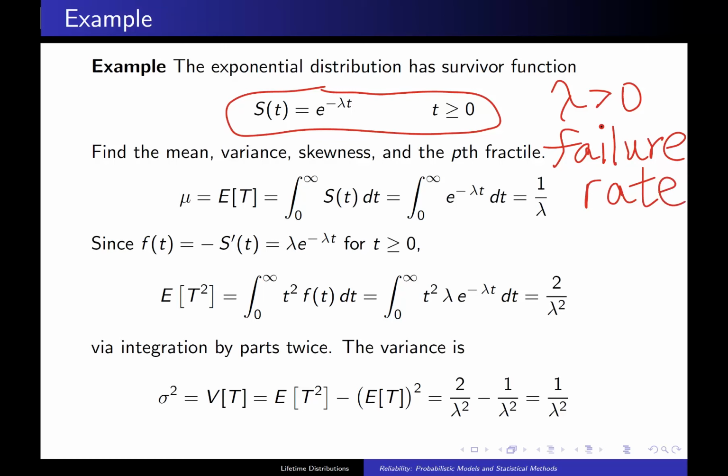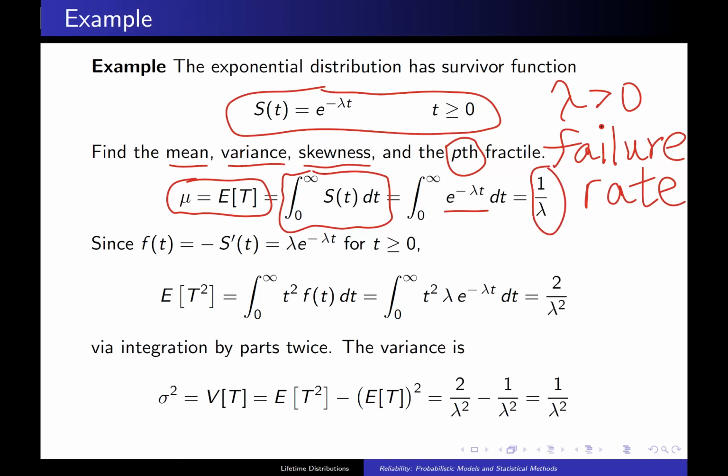What we want to do is find the population mean, population variance, population skewness, and then also the pth fractile of the distribution. So first of all, to find the population mean, which can be written as either mu or the expected value of t, we're going to use that second formula that was given, which is the area underneath the survivor function. Well, the survivor function is just e to the minus lambda t, and when you integrate that and plug in limits, there are a couple steps here that were skipped, you get a 1 over lambda.